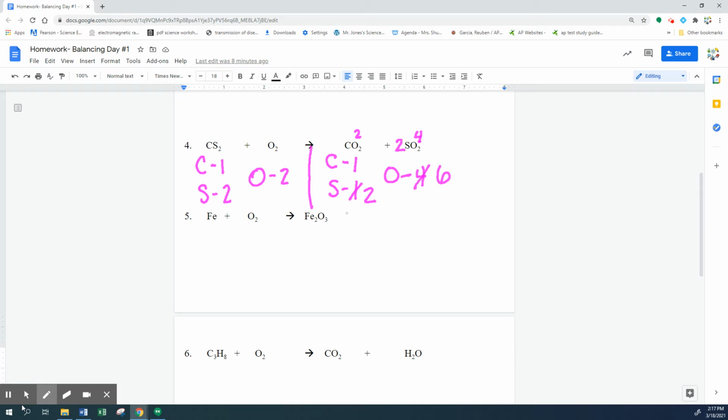Now the only thing that doesn't balance is our O. I need this to equal 6. 6 divided by 2. I need a coefficient of 3 there to change it to 6. Number 5, I have iron and oxygen. Iron is 1, oxygen is 2. On my product side, iron is 2, oxygen is 3.